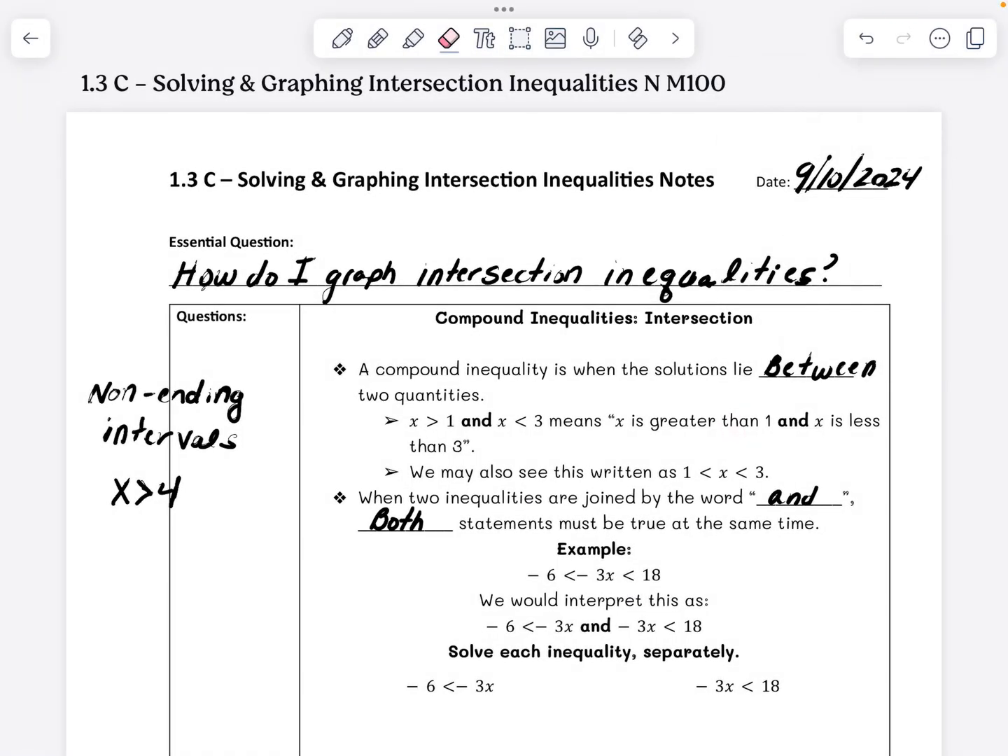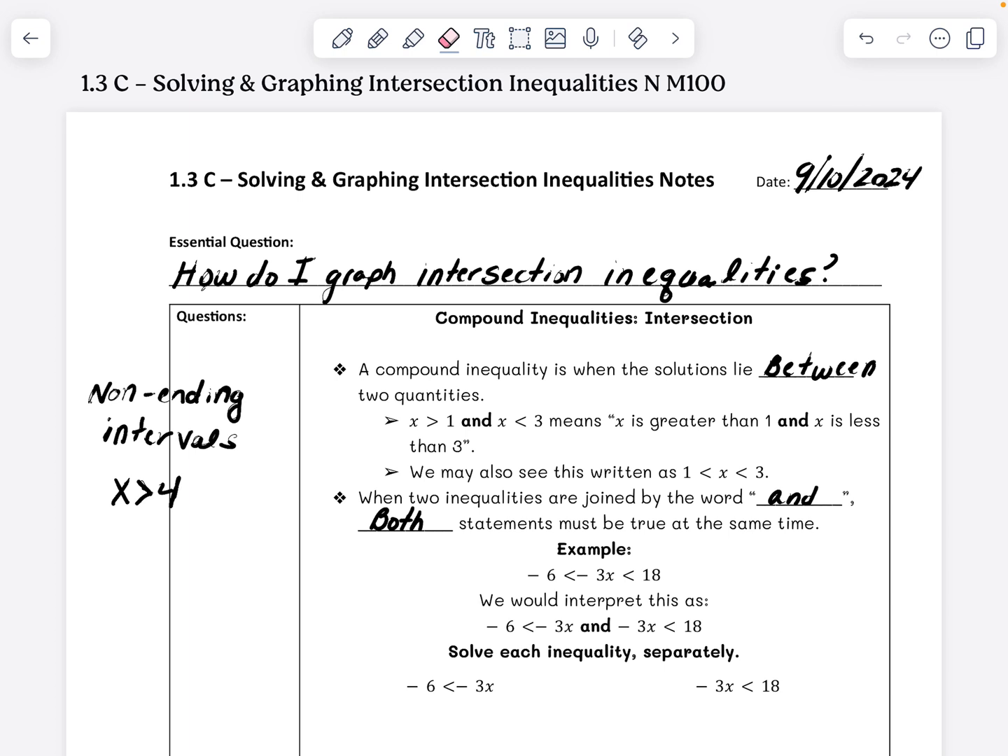Good morning. I am going to cover 1.3C, Solving and Graphing Intersection Inequalities. Today is September 10th, and we are going to answer the essential question, how do I graph intersection inequalities?